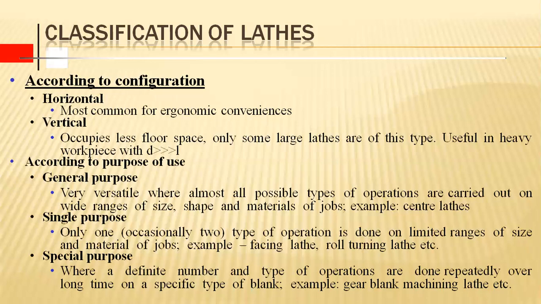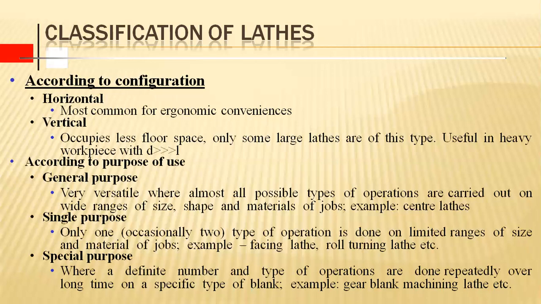Coming to the single purpose, in this only one type of operation is done. That is confined to changes of size or complete transformation of shape, which in our mechanical language we call plastic deformation. Normally, in the case of this lathe machine, facing operations are preferred. Then it is the special purpose.